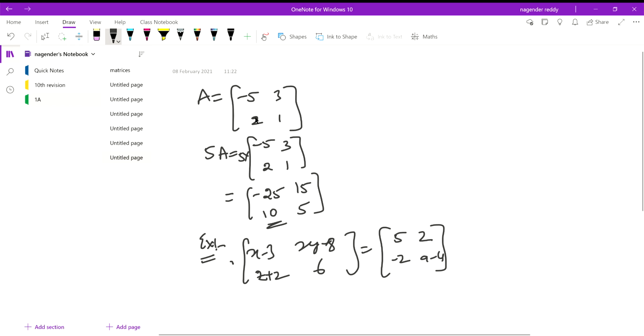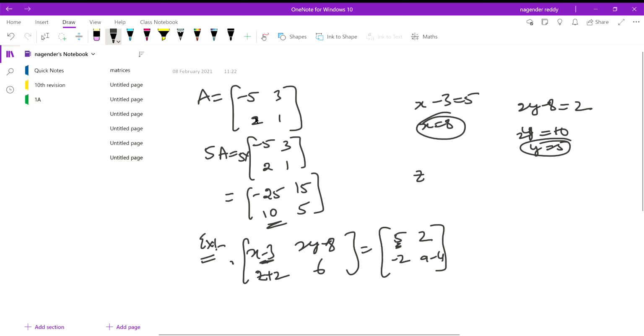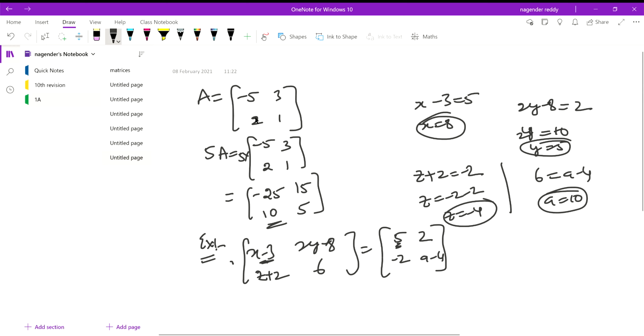Now if they are saying that these two matrices are equal, that means the first element of the first matrix is equal to the first element of the second matrix. That means x minus 3 is equal to 5, then x is equal to 8. Now 2y minus 8 is equal to 2, then 2y is equal to 10, so y is 5. In the same way, z plus 2 is equal to -2, z is equal to -2 minus 2, then z is equal to -4. And 6 is equal to a minus 4, then a will be 10. So this is the way to find all those values.